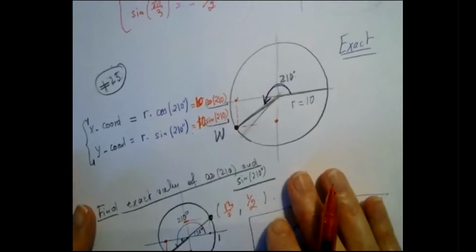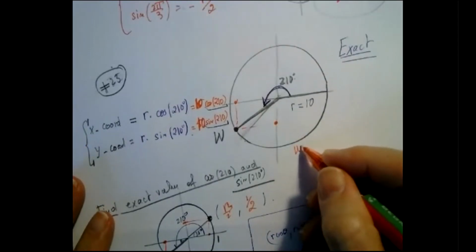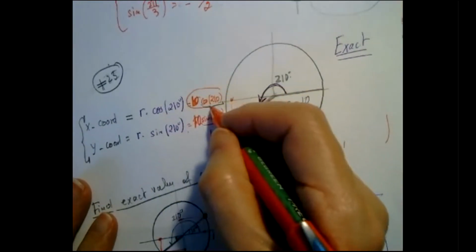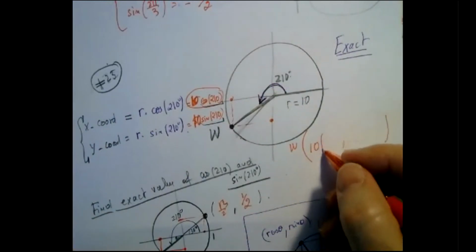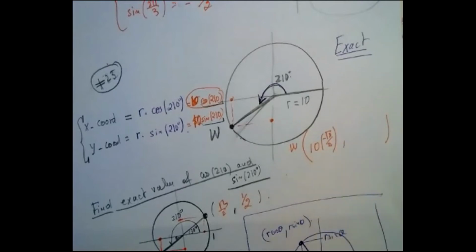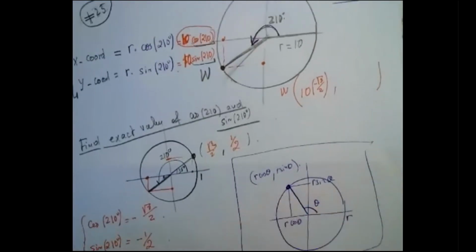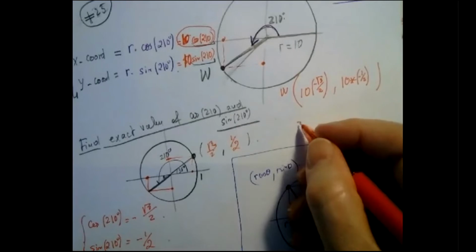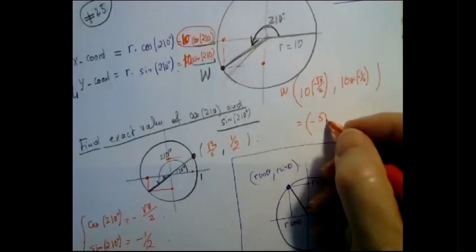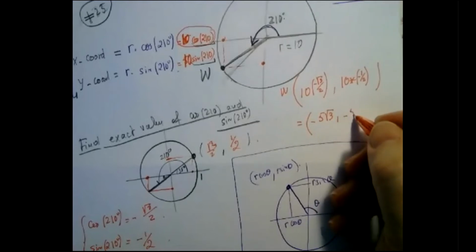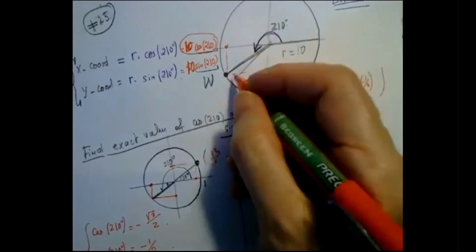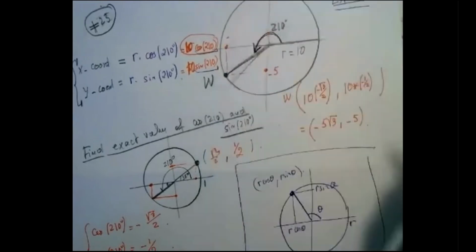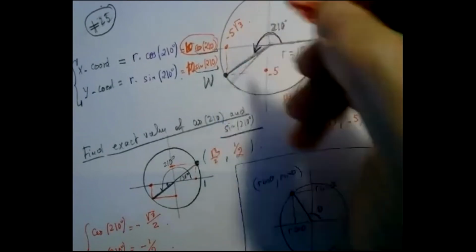So finally, what's the x-coordinate of the point W? So the point W will have for coordinate 10 times the cosine of 210, which is minus the square root of 3 over 2. And sine of 210, it means 10 times minus a half. So its coordinate is going to be minus 5 square root of 3, minus 5. So this is here, that's the minus 5 halfway through. And this is the minus 5 square root of 3.